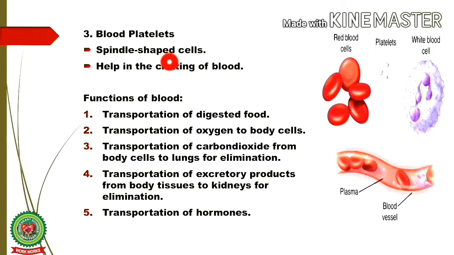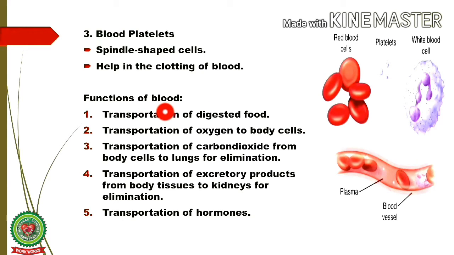Now students, we will discuss third type of corpuscles, that is blood platelets, which are also known as thrombocytes. These are spindle shaped cells. They help in the clotting of blood. Mammals contain non-nucleated blood platelets. Here you can see spindle shaped platelets.